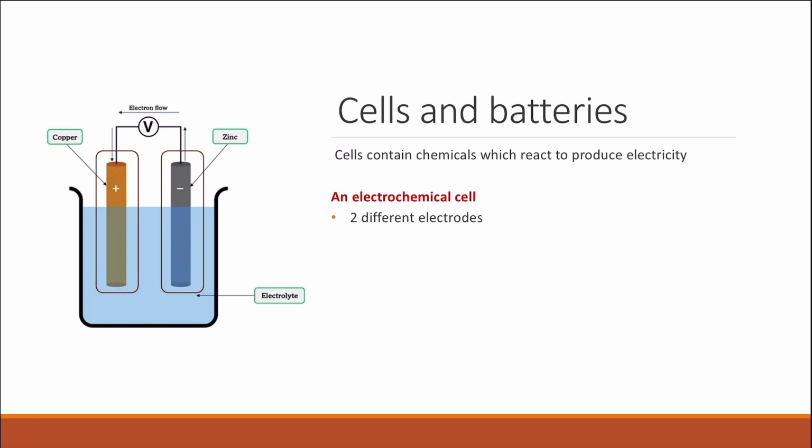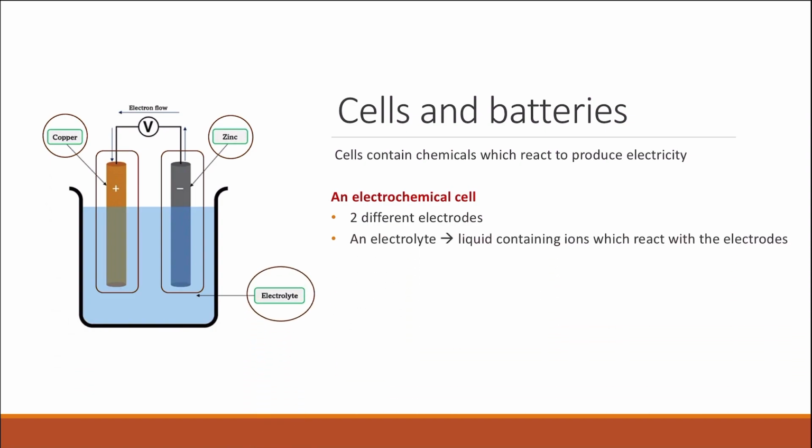This is why they are made out of metals, like copper and zinc, and they must be immersed in an electrolyte, or in contact with an electrolyte. The electrolyte is a liquid that contains ions which react with the electrode. So the reaction between the electrode and the electrolyte will generate a voltage difference and will lead to the creation and conduction of electricity.